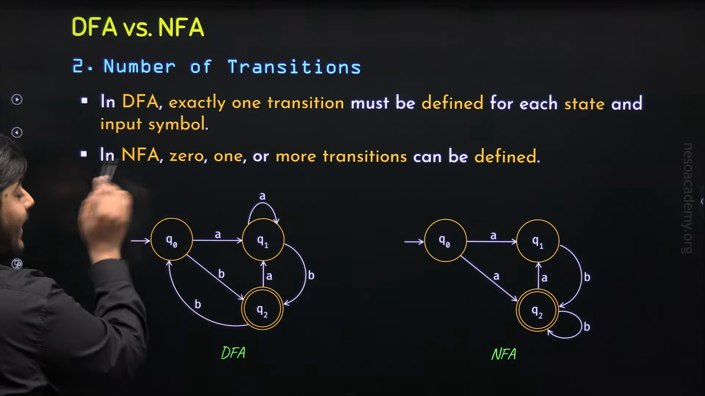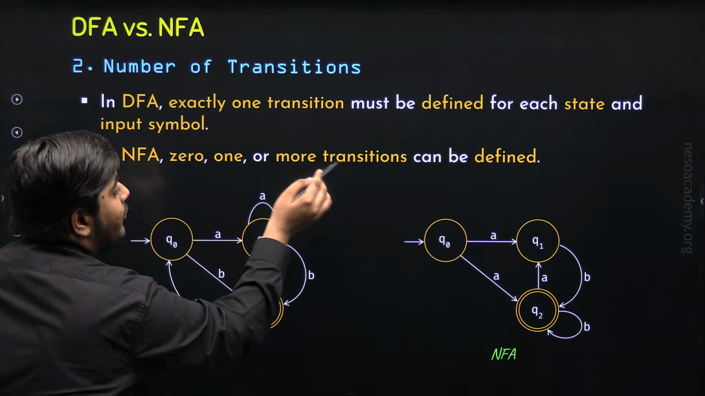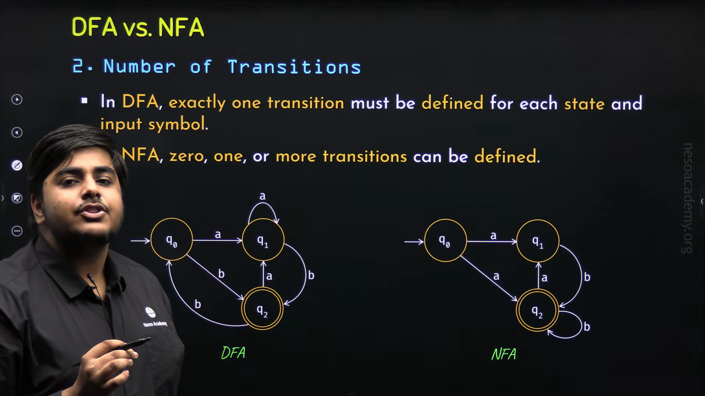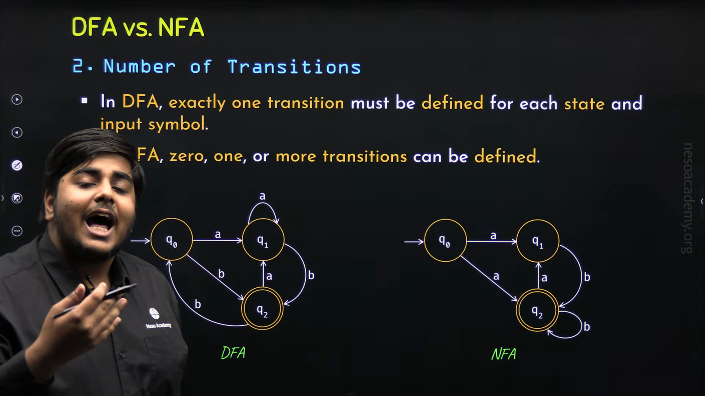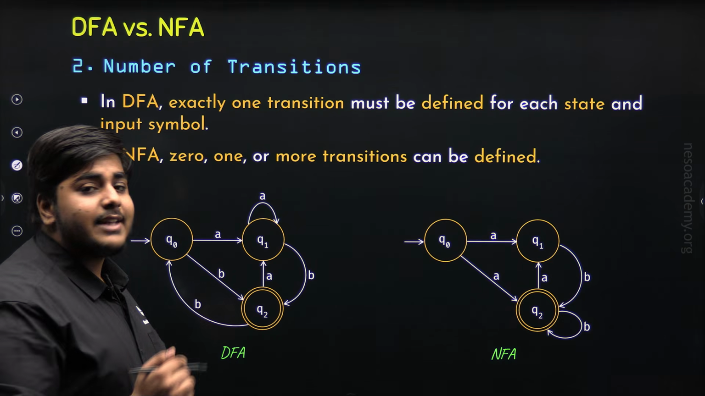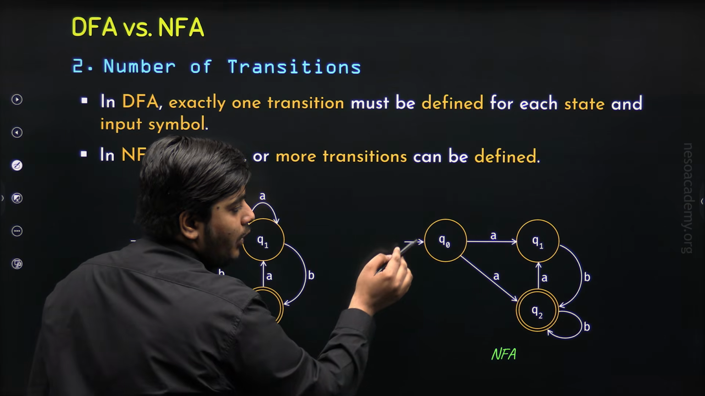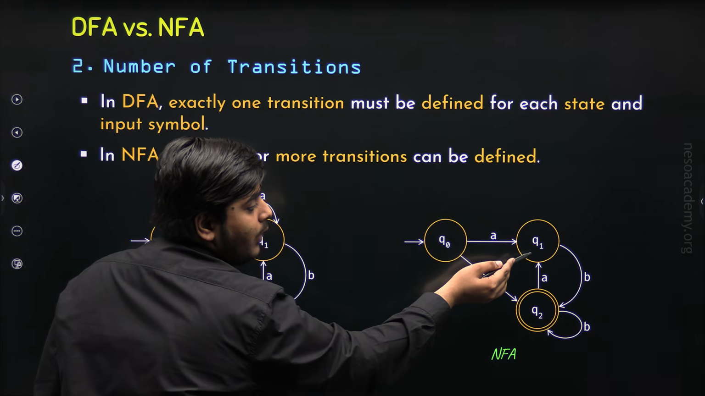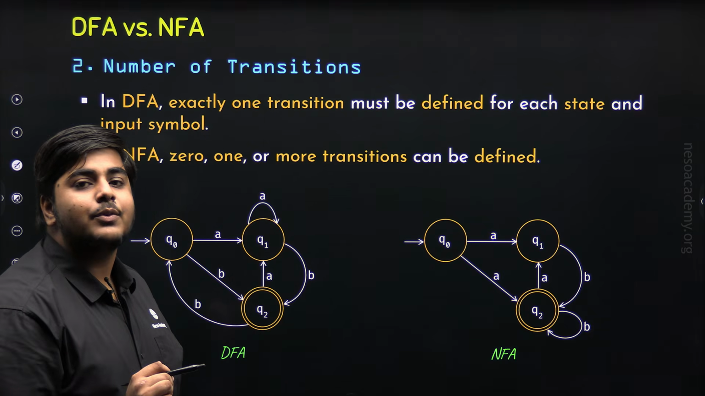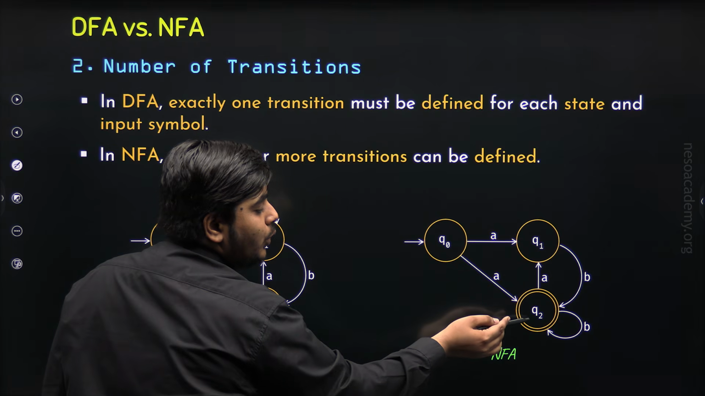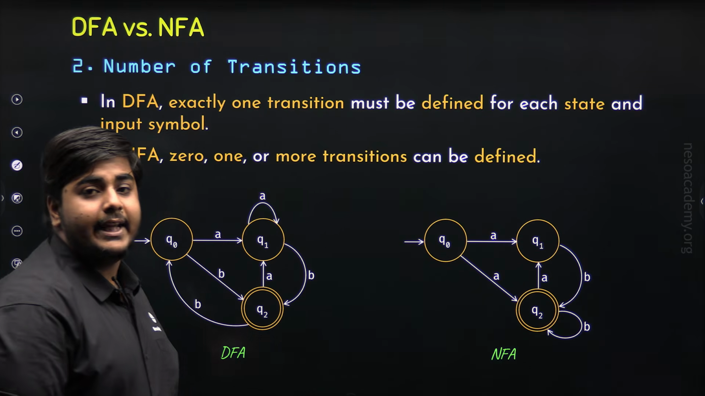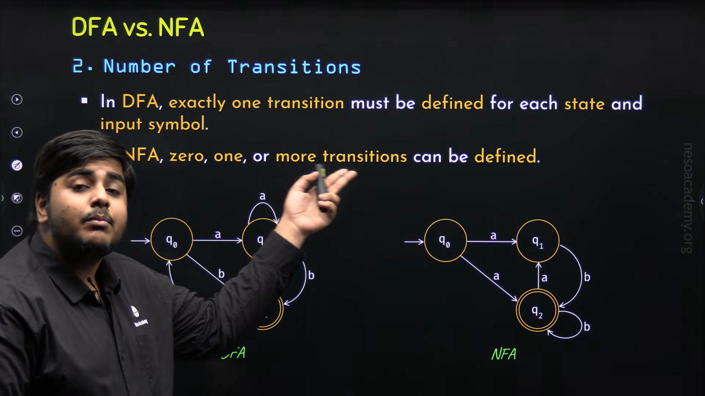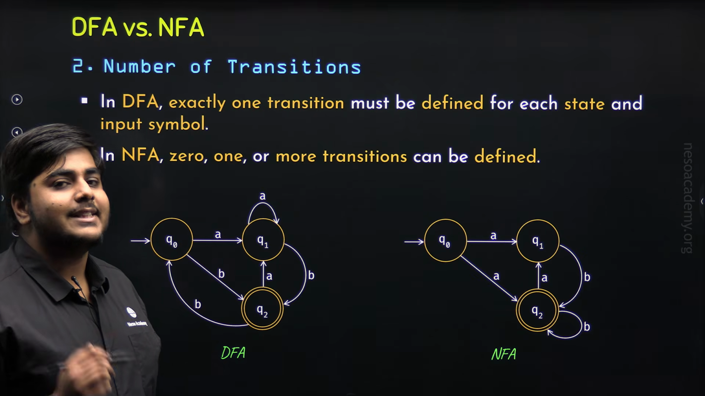But in NFA, 0, 1 or more transitions can be defined. That means in case of NFA, we can have 0 transitions, we can have 1 transition, we can have more than 1 transitions. In this diagram, you can see for the state Q0, I have 2 transitions for the same input symbol A. For the state Q1, I don't have any transition for input symbol A. For the state Q2, I have only one transition for input symbol A. That means there can be 0 transitions, there can be 1 transition, and there can be more than 1 transitions also. Let's see the next property.